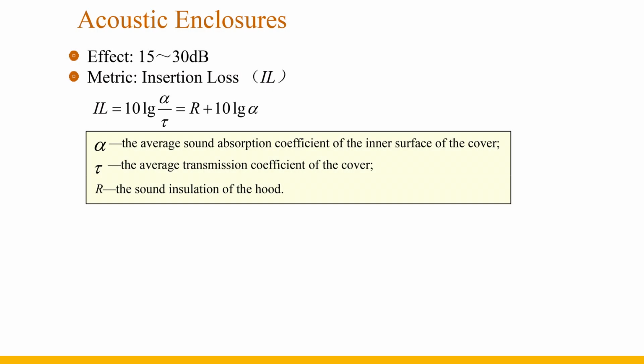The acoustic enclosure uses insertion loss IL to indicate its actual noise reduction effect, which indicates the difference in sound pressure level before and after adding a cover at a certain point in the space outside the cover. It can be seen from the formula that the insertion loss is related to the average sound absorption coefficient in the cover and the average transmission coefficient of the cover. When the average sound absorption coefficient is equal to the transmission coefficient, the insertion loss is equal to 0. Therefore, the sound absorption coefficient cannot be too small.